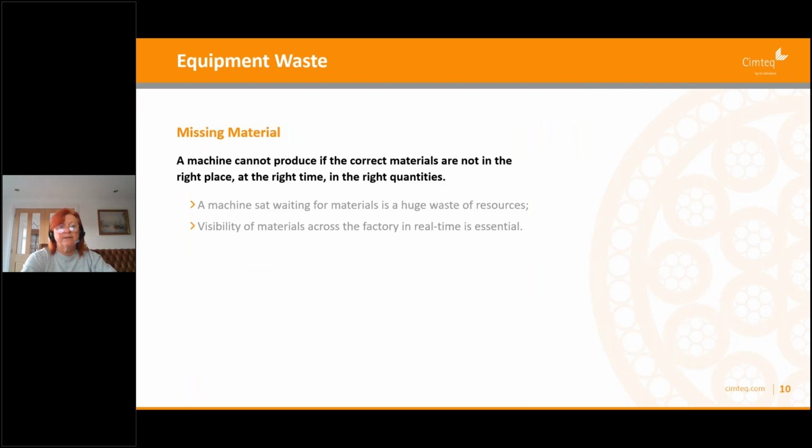And the final one is sacrilege, really. It's missing material. A machine cannot produce if the correct materials, WIP or raw materials, are not in the right place, in the right quantities, at the right time. To achieve this, we need knowledge and visibility of all materials, and we can see what's required in advance to make sure it is there in time. A machine sat waiting for materials is a huge waste of resources, and we need to solve this by having visibility. It's not just visibility of where the materials are, but of the quantities too, to make sure we have the accurate quantities to meet that production run's requirements.